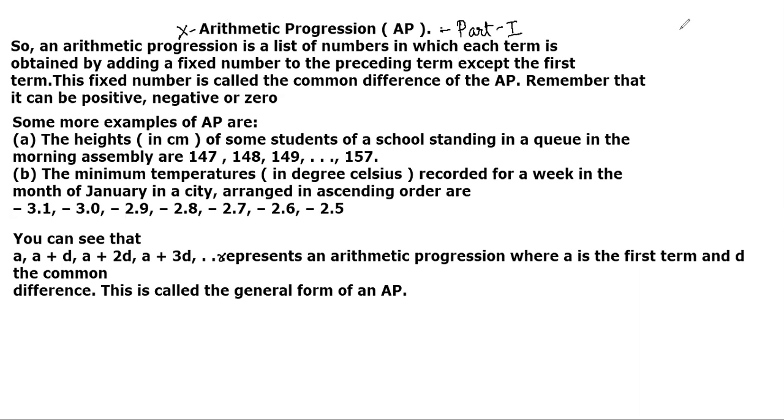If a series is written by some rule, you can see that by adding a fixed number to the preceding term, we get the next term. When we add a fixed number to the preceding term, we get an arithmetic progression, which is a list of numbers in which each term is obtained by adding a fixed number to the preceding term. So we get the succeeding term by adding a fixed quantity in arithmetic progression. That is arithmetic progression.